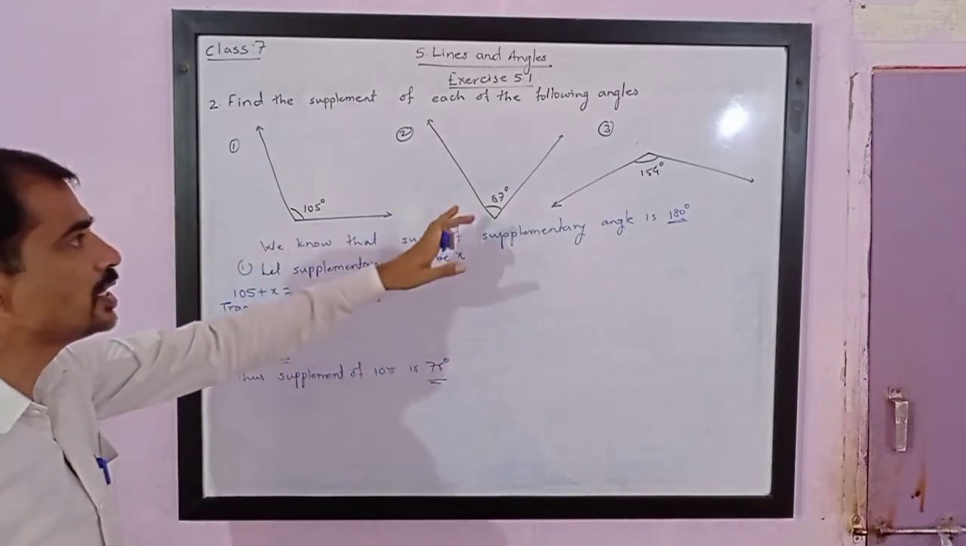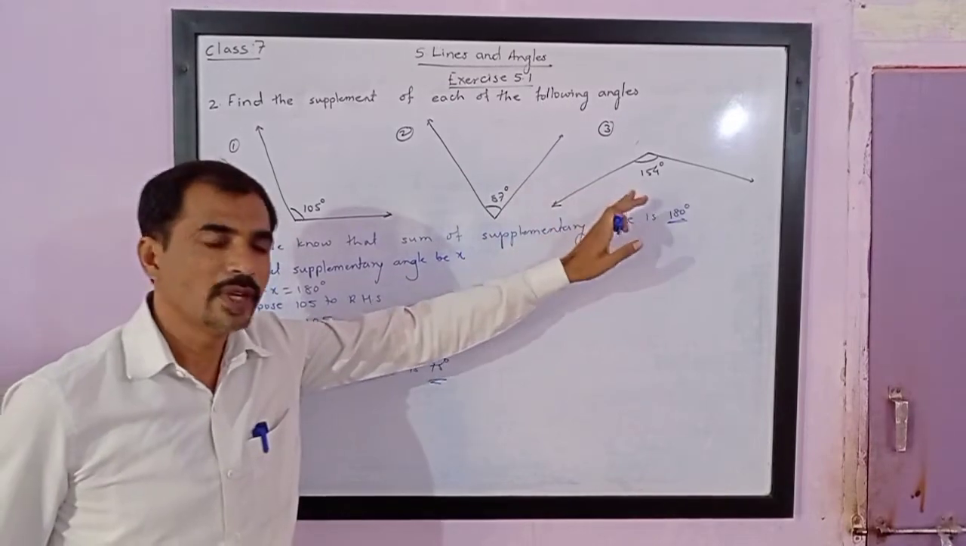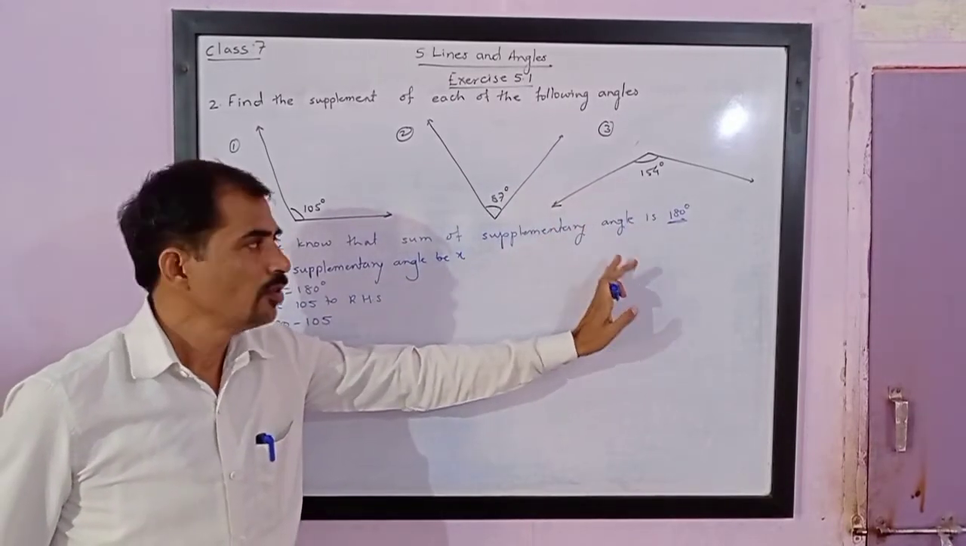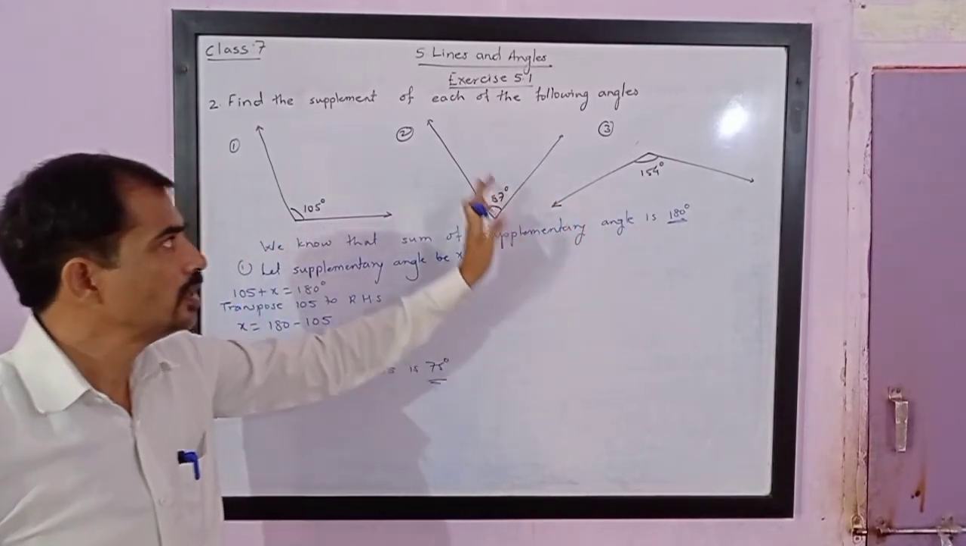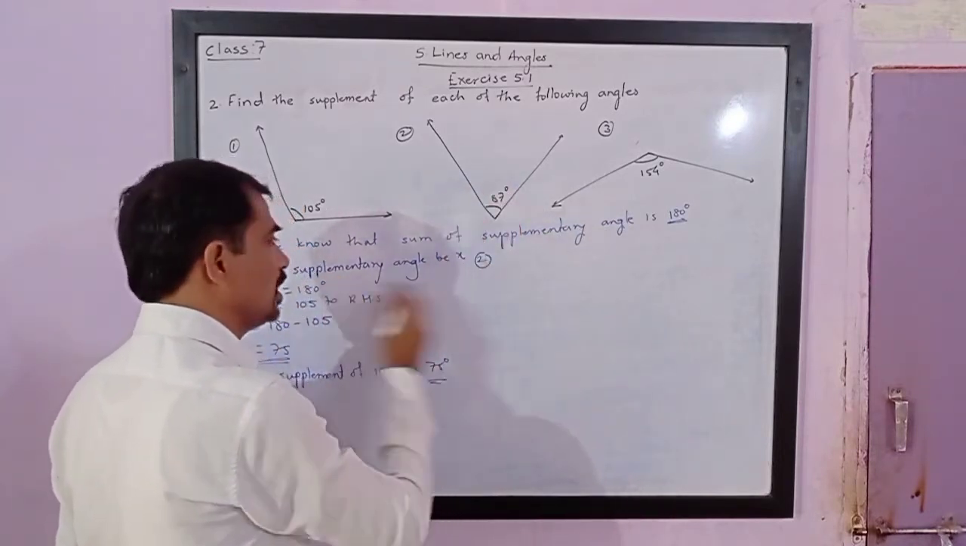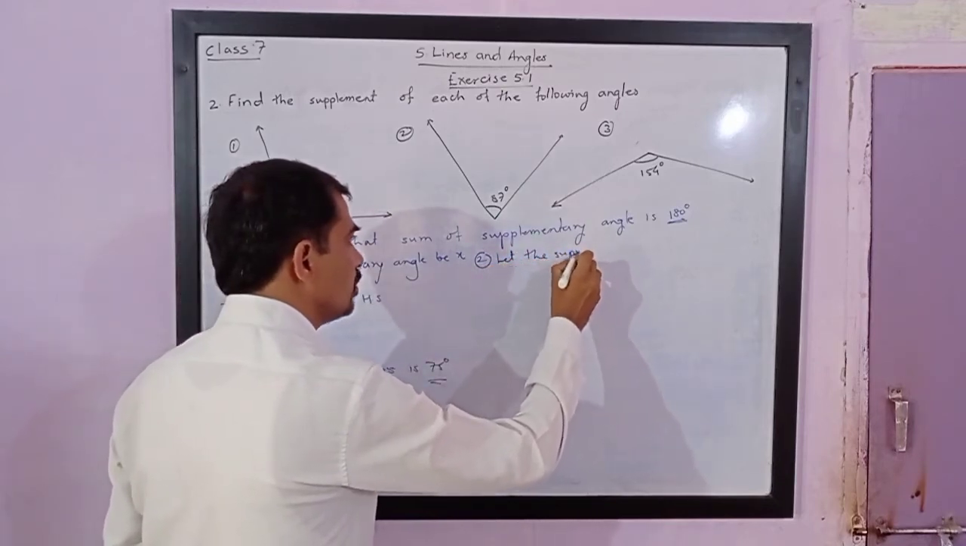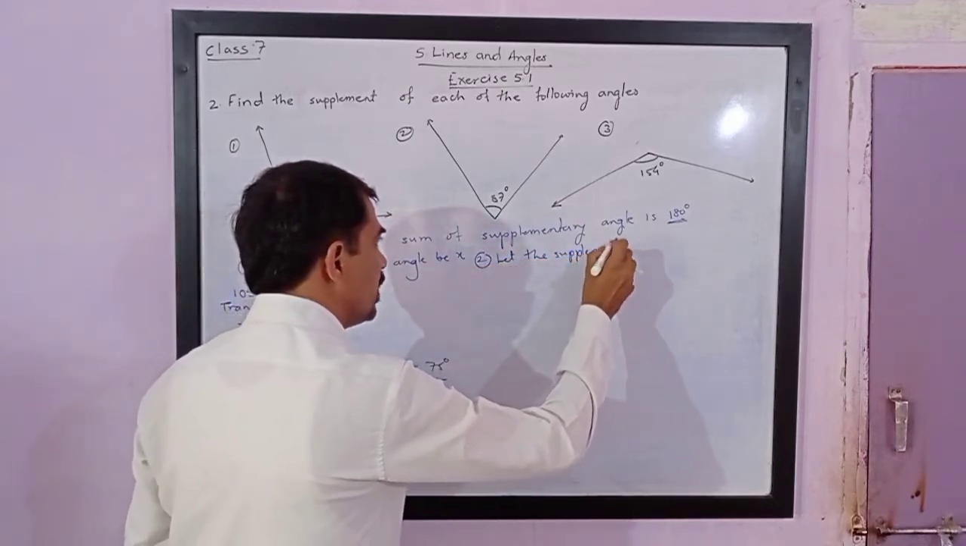Similarly, we can solve the second and third question. If you are able to pause the video, you solve and check whether you have got the same answer or not. So the second question is for 87, we will solve in the same way. Let the supplement be x.